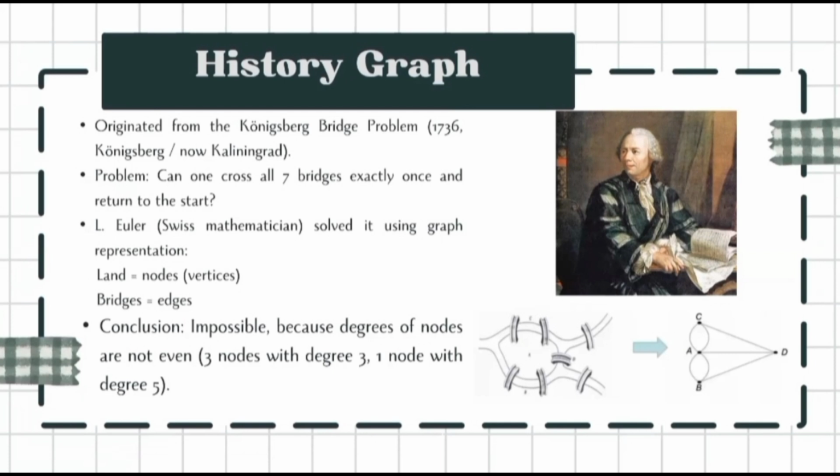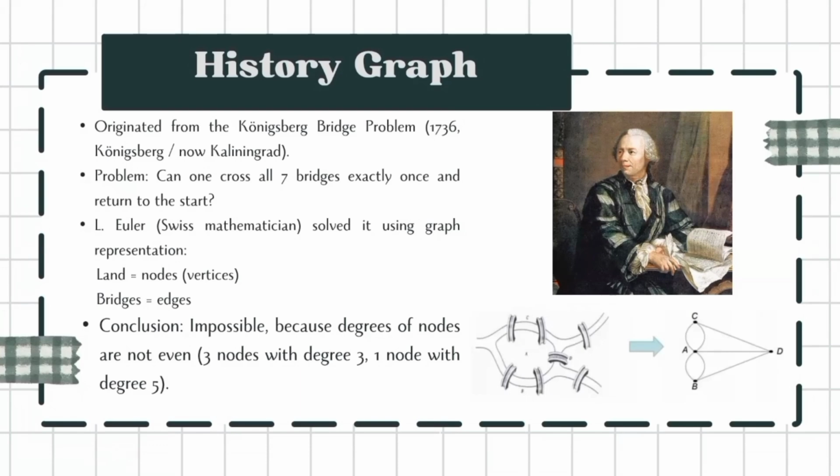Euler modeled the problem in the form of a graph, where the mainland was represented as a point or node, and bridges were represented as lines or edges. Euler's conclusion was that it is impossible to make the desired journey because the degree of each node is not even. The degree is the number of lines connected to a node. In this model, 3 nodes have a degree of 3 and 1 node has a degree of 5.